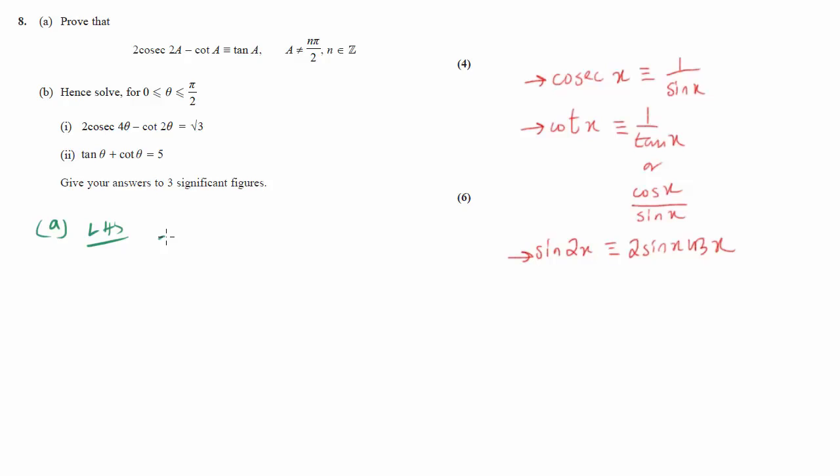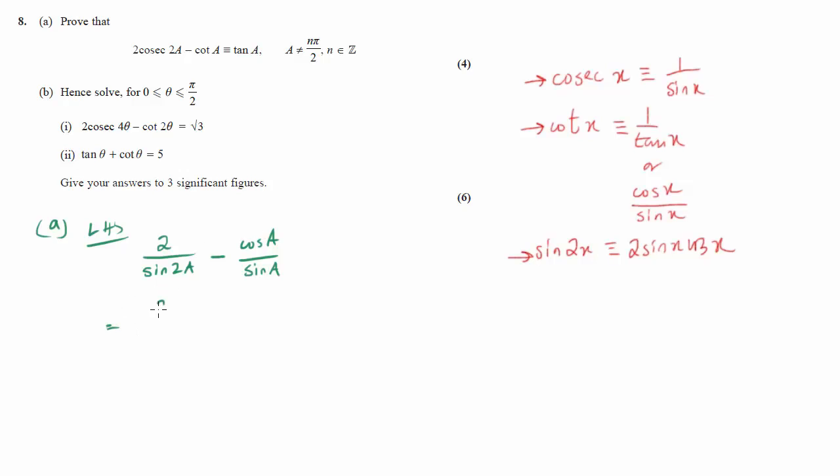Question number A, we have to prove a trigonometric identity. So the left hand side is 2 cosec A. Now we know cosec is the reciprocal of sine, so this would be 2, the constant, divided by sine 2A, minus cot A. Now cot we know is the reciprocal of tan, 1 by tan, and tan is sine by cos. So 1 by sine by cos is cos A by sine A. So this is the left hand side.